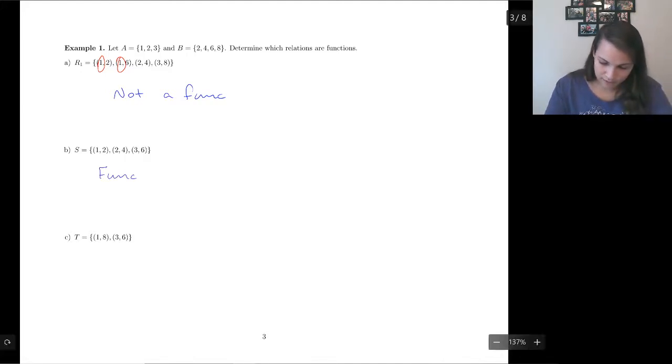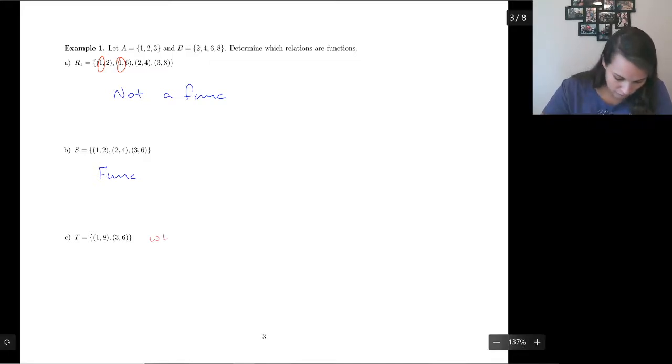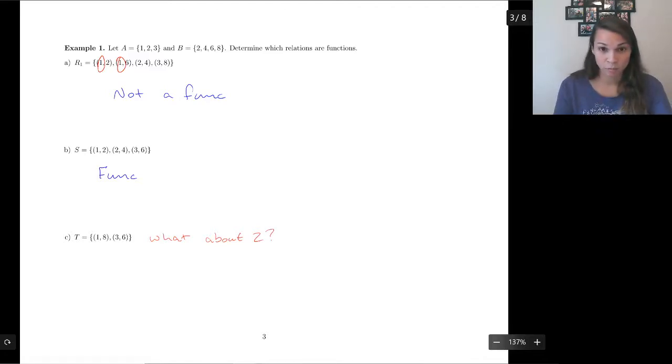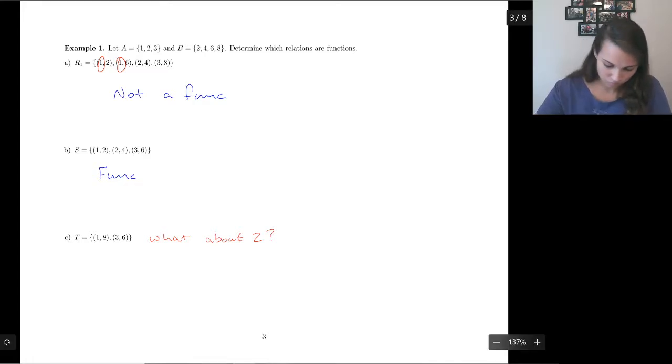And then T, we have 1 goes to 8, we have 3 goes to 6. We have not used all of B again. That's okay. This falls apart because what about 2? So 2 is in A, which means it needs to get mapped somewhere. So this one is also not a function.